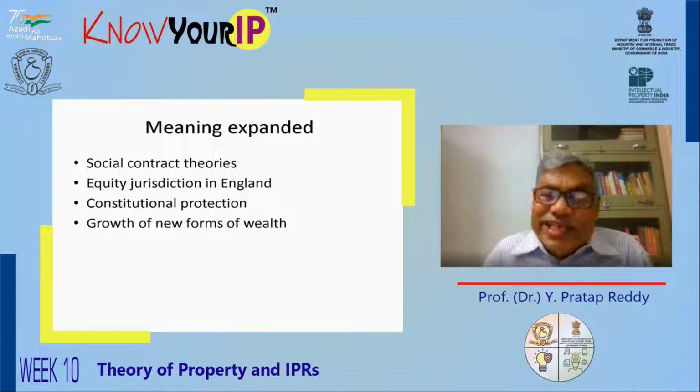Then the second one, equity jurisdiction in England. You all know equity was developed by the side of common law. When remedies were not provided under common law, remedies were provided under equity jurisdiction. This equity played an important role in protecting property and property rights.